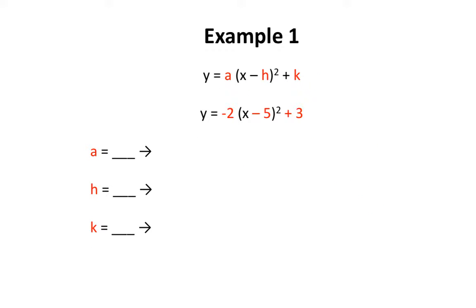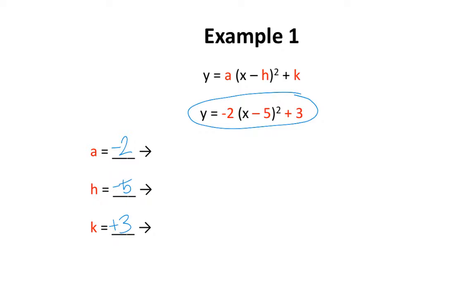In our first example, we have a quadratic relation in vertex form. You want to begin by analyzing the values of a, h, and k. In this quadratic relation, the a value is -2. The h value is -5, and the k value is +3. It's important you include the signs in your analysis.